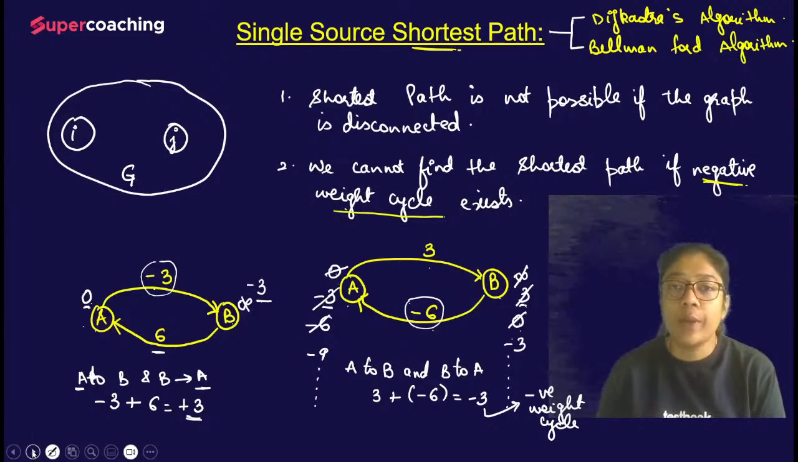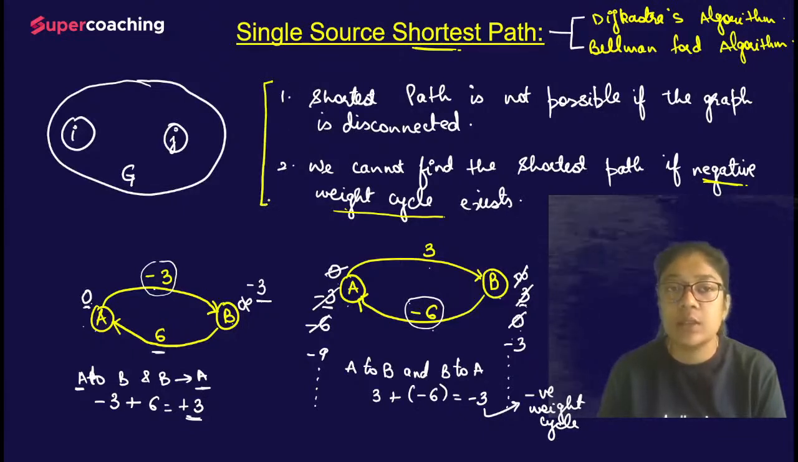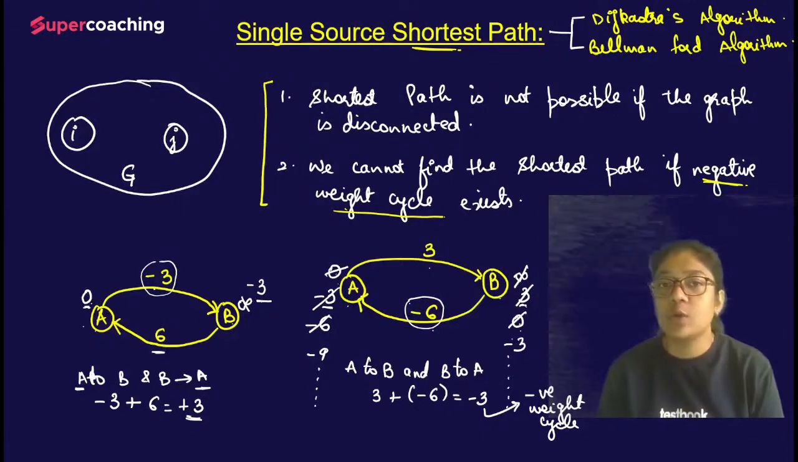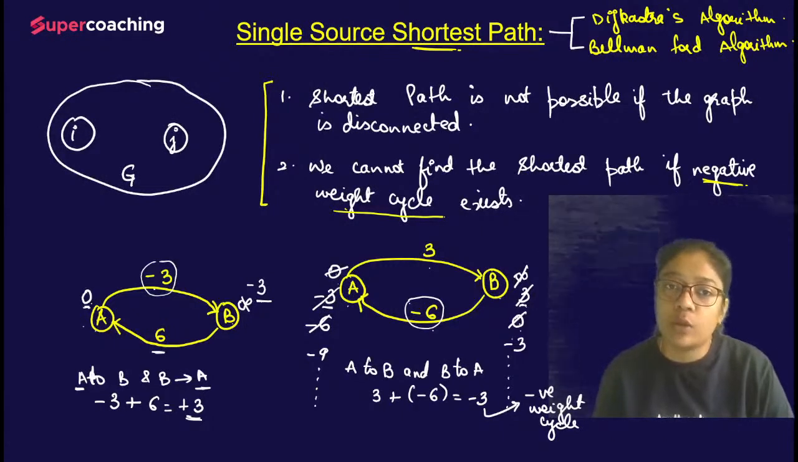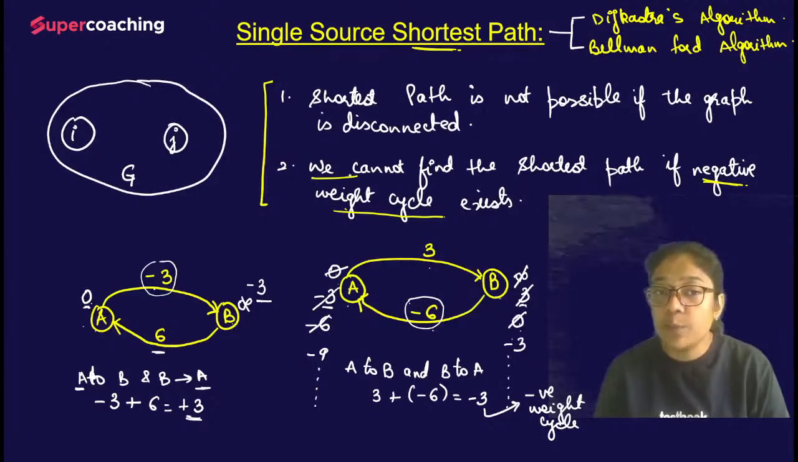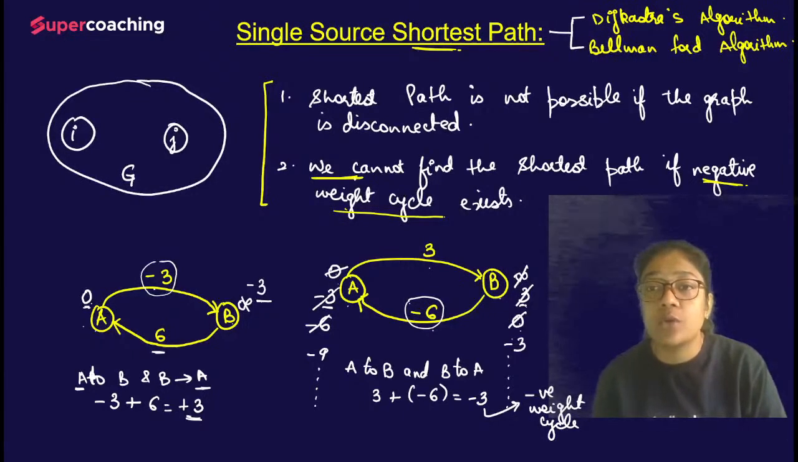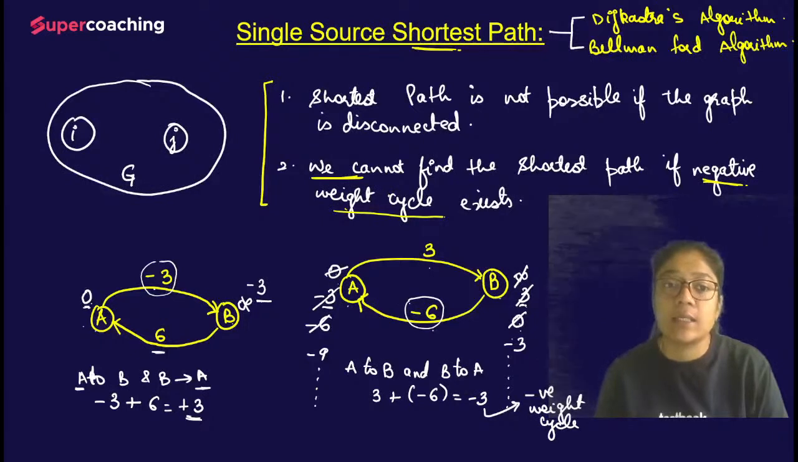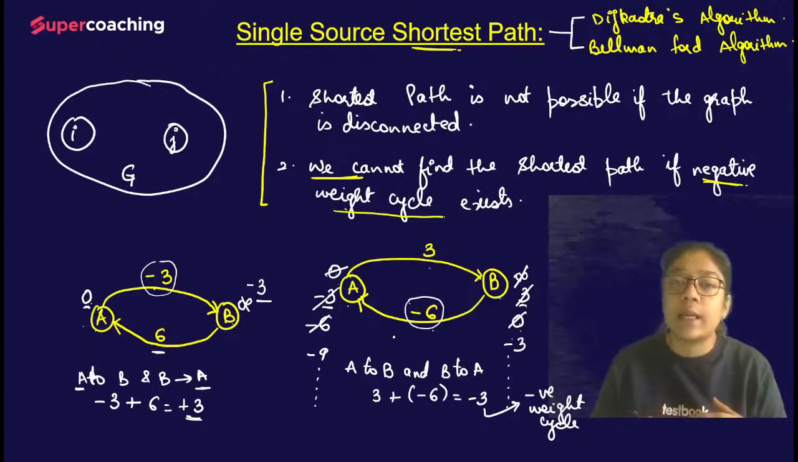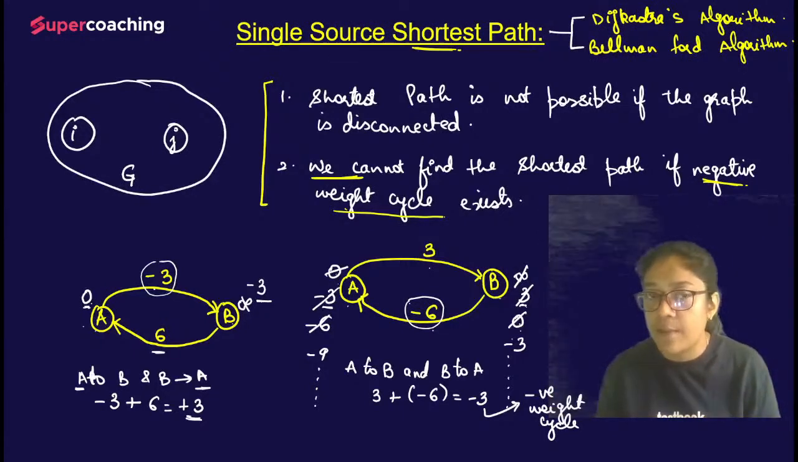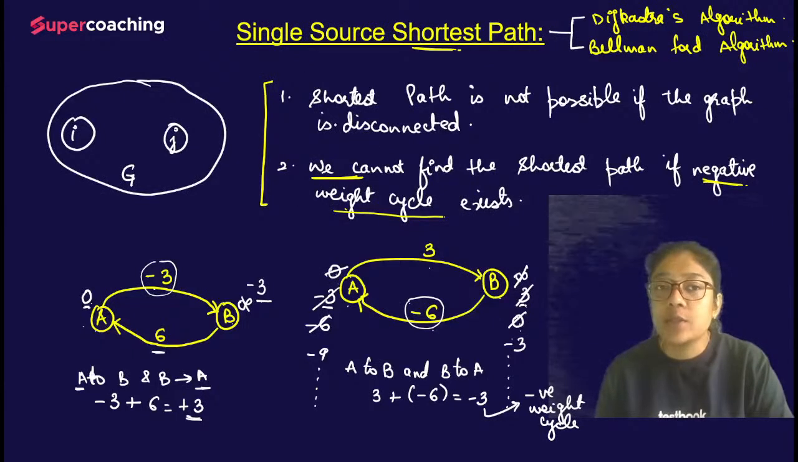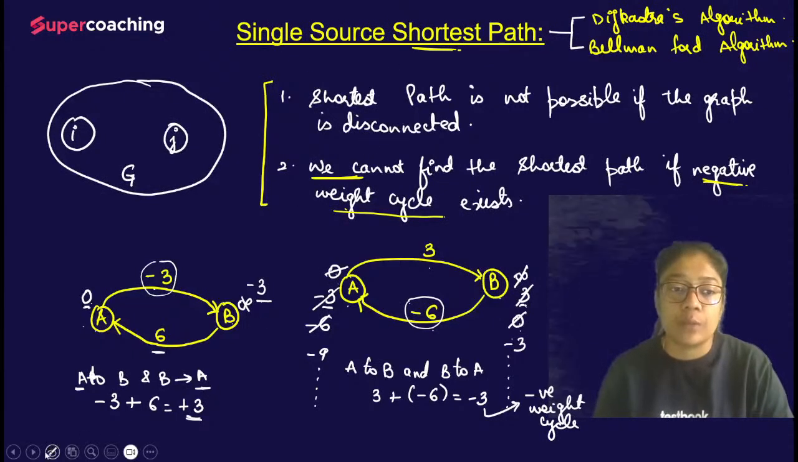Okay, so now we are going to start with Dijkstra's algorithm. Whatever points I have written here, this is related to Dijkstra's algorithm. Shortest path is not possible if the graph is disconnected, so no algorithm will work. But the second point I mentioned: we cannot find the shortest path if a negative weight cycle exists. Dijkstra's algorithm will go into an infinite loop, because if a negative weight cycle comes, it will keep calculating values and we won't get the result. So these are the points related to Dijkstra's algorithm.